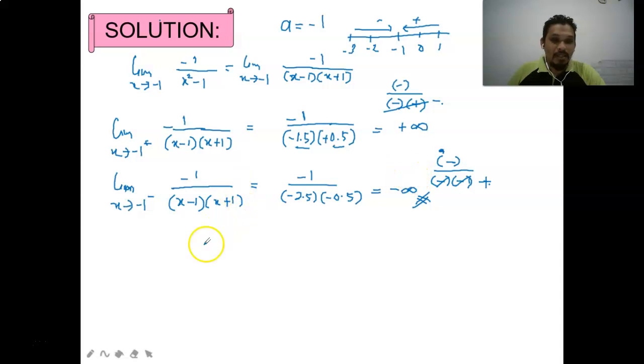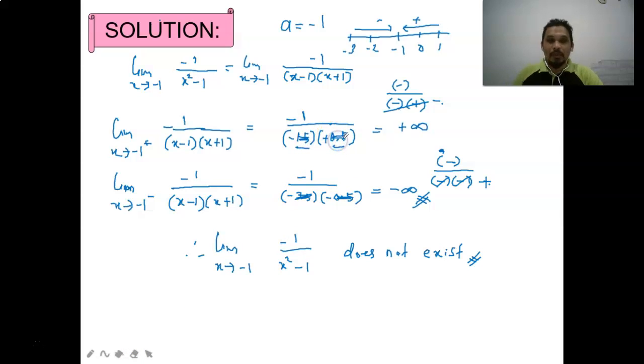Okay, so what is our conclusion then? The limit as x approaches negative 1 of negative 1 over x squared minus 1 does not exist. Okay, so you may just ignore the value here. We just look at the sign, whether it's positive or negative.